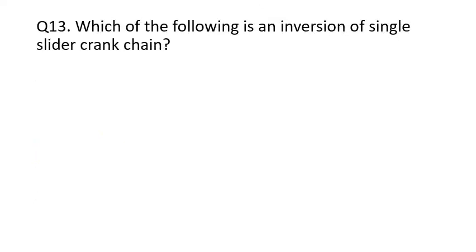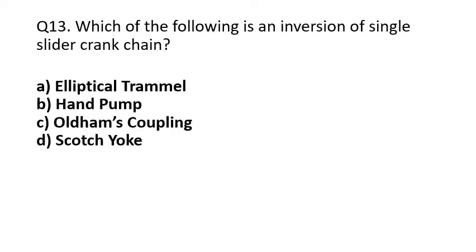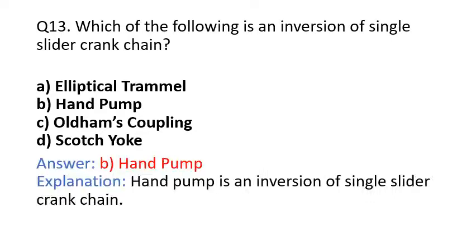Question number 13. Which of the following is an inversion of single slider crank chain? Answer A. Elliptical trammel. Answer B. Hand pump. Answer C. Oldham's coupling. Answer D. Scotch yoke. Explanation. Hand pump is an inversion of single slider crank chain.